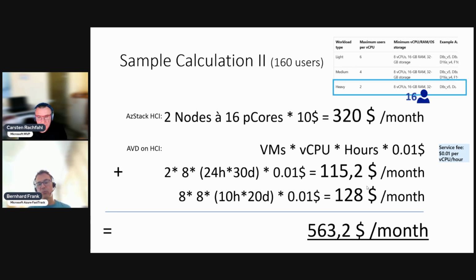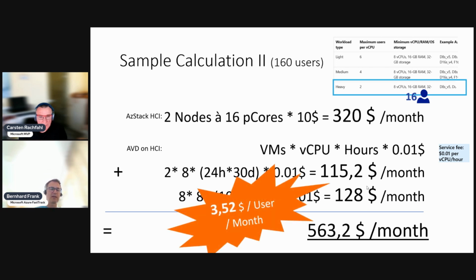Multiply that up, and instead of paying almost $900 per month, you're down to $560 per month, or let's say $3.52 per user per month, excluding the initial hardware investment costs. I would say that's still a reasonable price for such an environment. This is only an example. You may have other requirements.